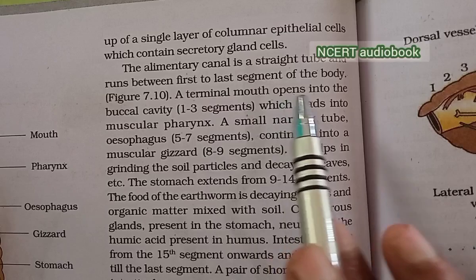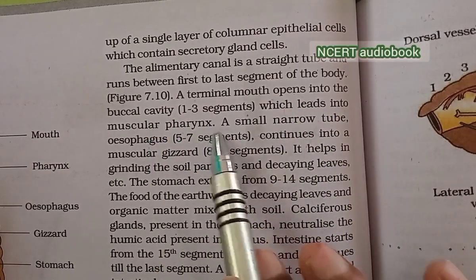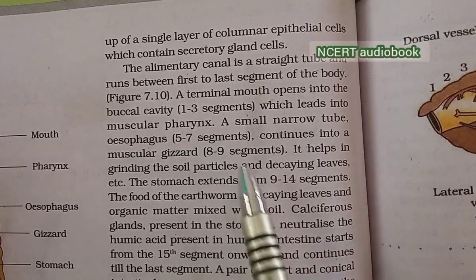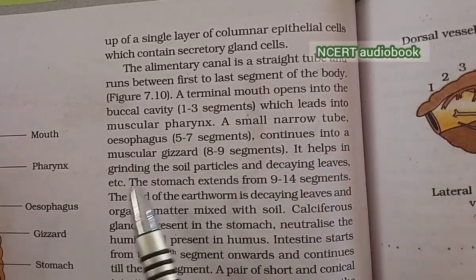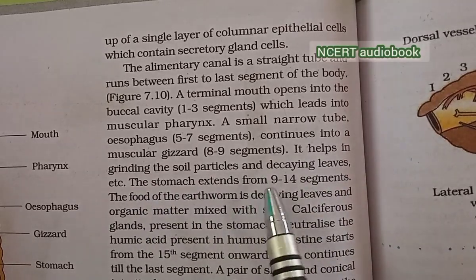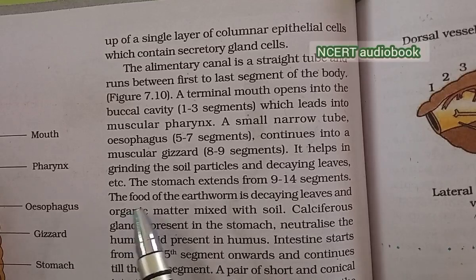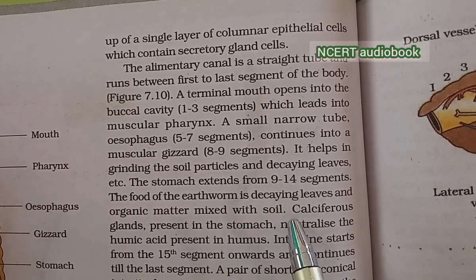A terminal mouth opens into the buccal cavity, which leads into the muscular pharynx. A small narrow tube, the esophagus, leads into the muscular gizzard. It helps in the grinding of soil particles and decaying leaves. The stomach extends from the 9th to the 14th segment. The food of the earthworm is decaying leaves and organic matter mixed with soil.